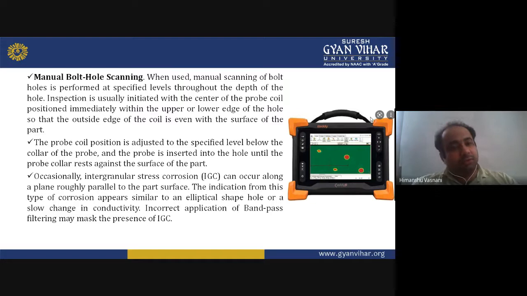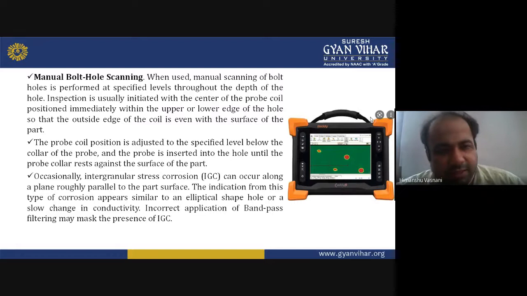Now the probe coil position is adjusted to the specified level below the collar of the probe, and the probe is inserted into the hole until the probe collar rests against the surface of the part. Occasionally, intergranular surface corrosion, IGC, can occur roughly parallel to the part surface. The indications from this type of corrosion appear similar to an elliptical shape hole or a slow change in activity. Application of band pass filtering may mask the presence of IGC. IGC is intergranular stress corrosion.